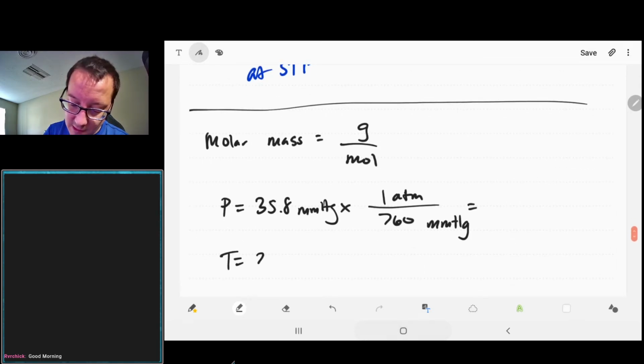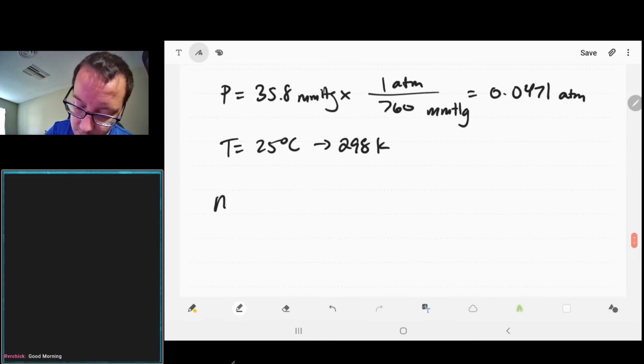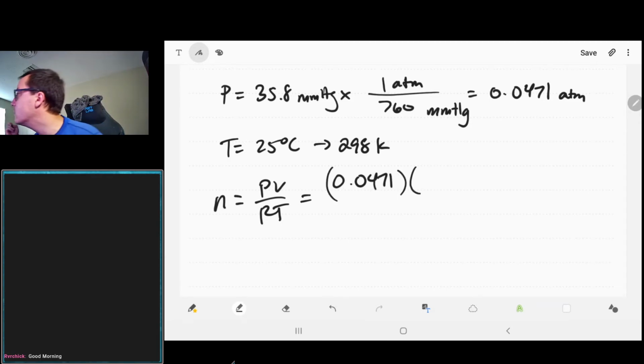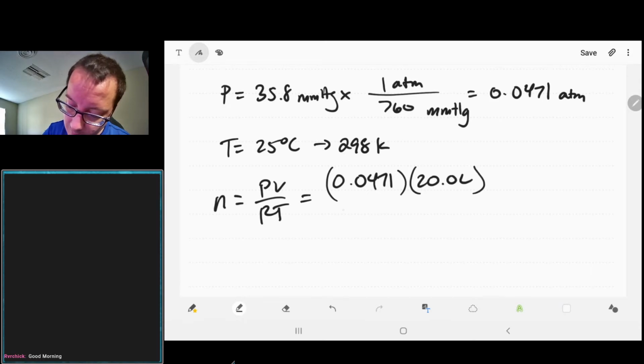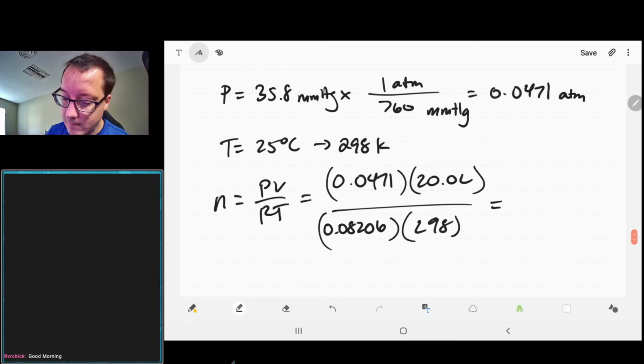And then the temperature is 298 Kelvin. Okay, let's go ahead and find this pressure. 35.8 divided by 760 is 0.0471. Okay, now we can do this. Moles are PV over RT. So 0.0471, our volume was 20 liters, R, and then the temperature. Let's do it: times 20 divided by 0.08206 divided by 298. We get 0.0385 moles.